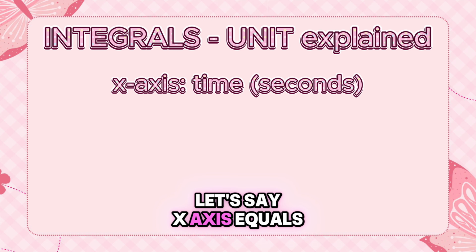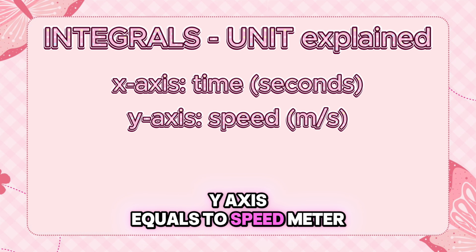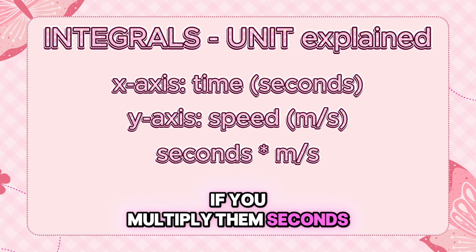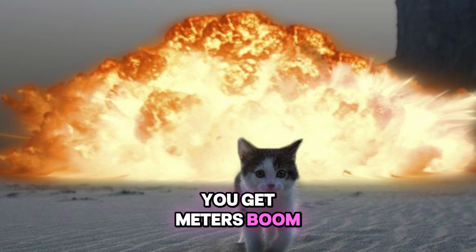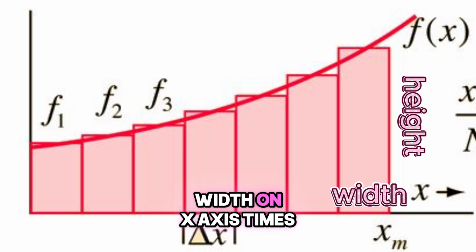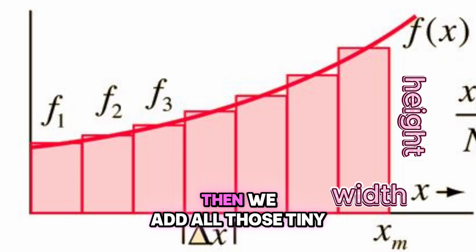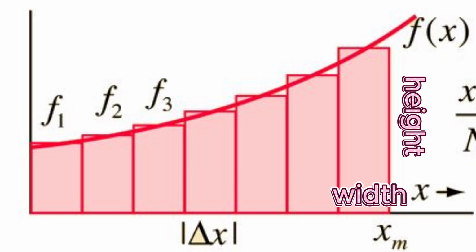Let's say x-axis equals time or seconds, y-axis equals speed, meter per second. If you multiply them, seconds times meter per second, you get meters. Boom. That's distance. So when we integrate, we are doing width on x-axis times height on y-axis, and we get a tiny area. Then we add all those tiny areas together, and that's the integral.